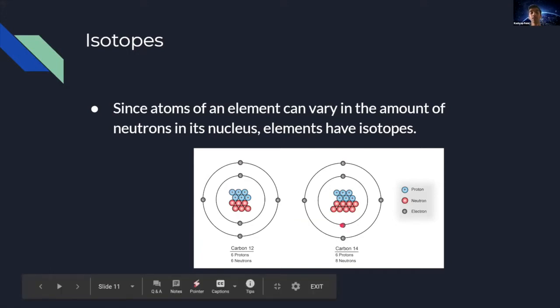Carbon 14 has 8 neutrons, but it still will always have 6 protons to still be carbon. So it can differ in the amount of neutrons. And it has 8 here, and if we add 6 and 8, we get carbon 14. So carbon 12, carbon 14, there's also carbon 13, and other carbons are all called isotopes because they vary in the number of neutrons that they have.